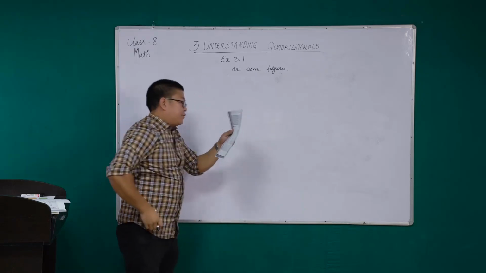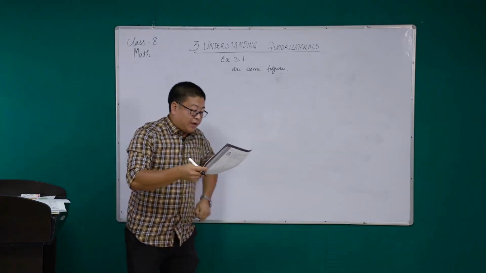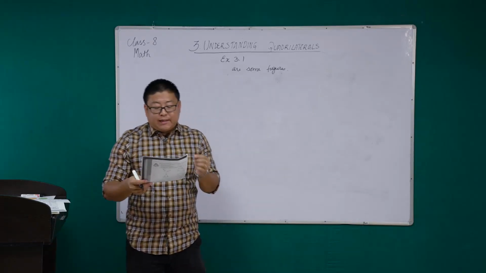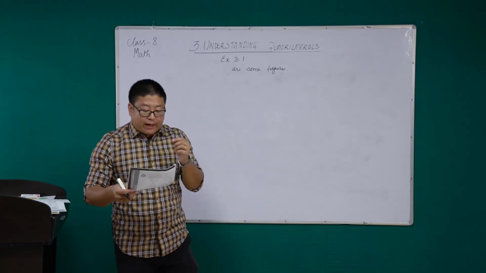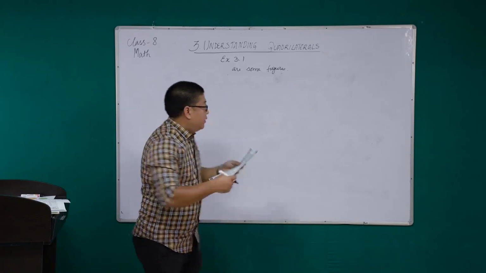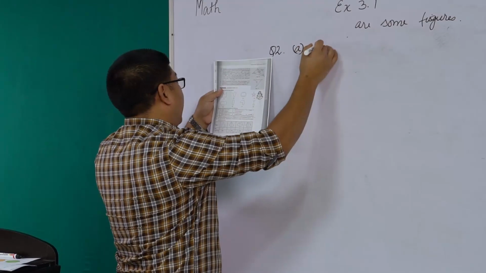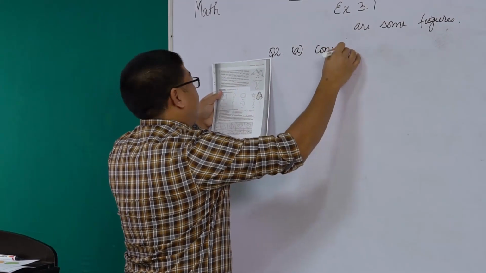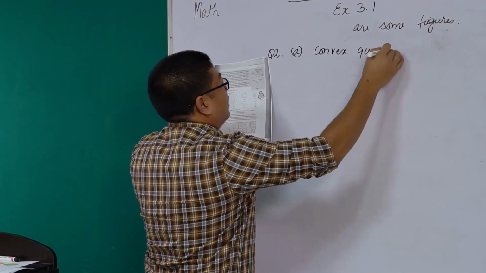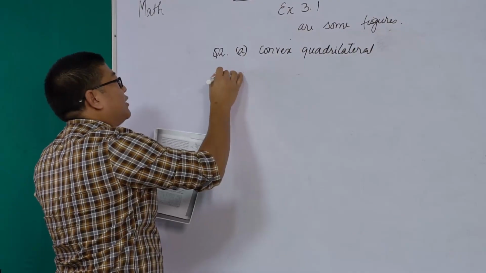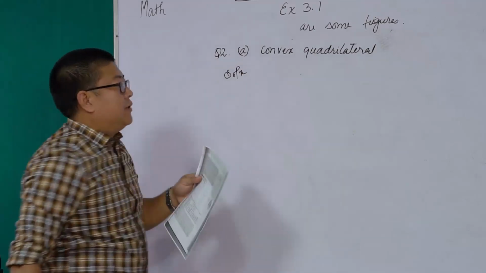Let's move on to the next question. I'll just read it out. Question number 2, how many diagonals does each of the following have? A, convex quadrilateral. Now look at the first question, convex quadrilateral.